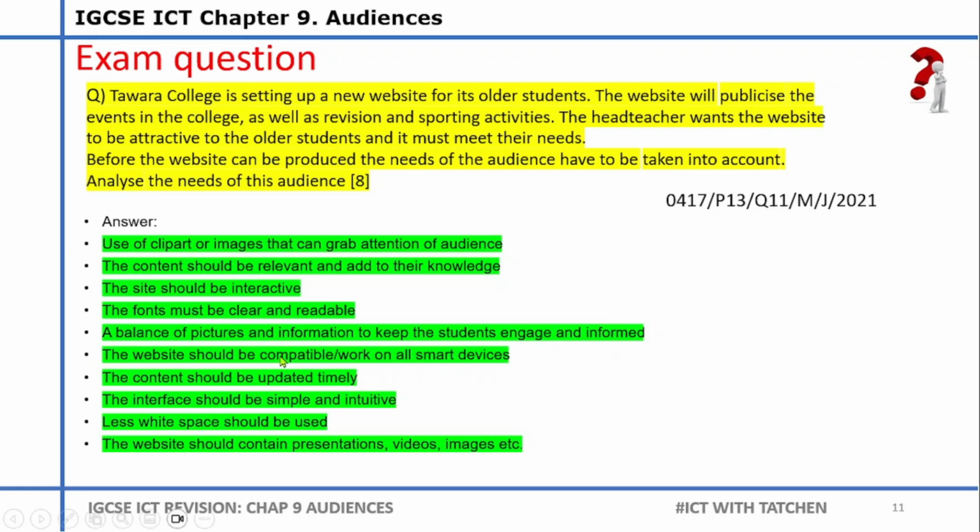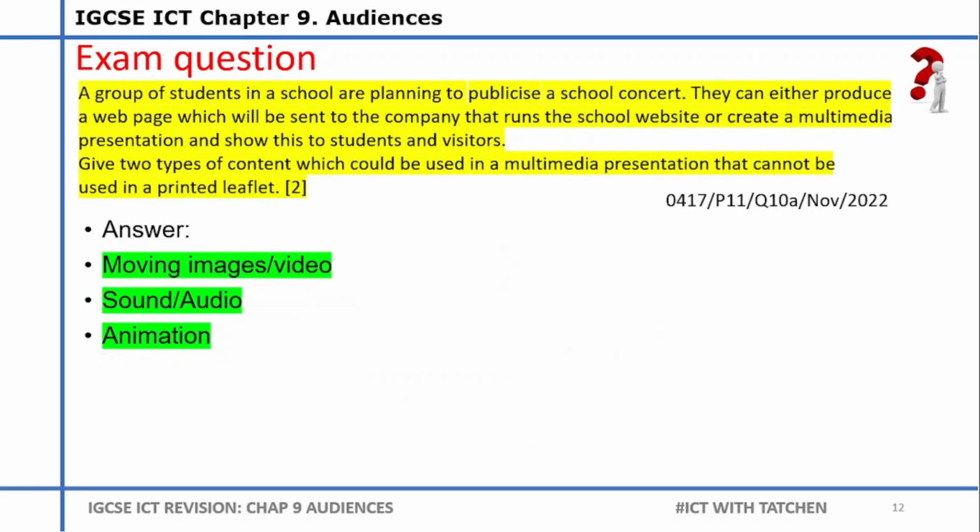And then the website should be compatible, like work on all smart devices. Somebody should be able to access it with the phone, or maybe a tablet, a laptop, a desktop, whatever. And the content should be updated timely. Keep the site up to date. And the interface should be simple and intuitive, and probably also very user friendly. So less white space should be used. The website should contain presentations, videos, images, and whatever you think could attract, engage, and make them always want to learn more.